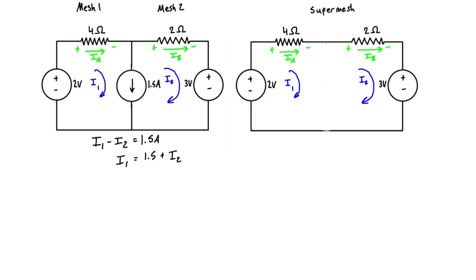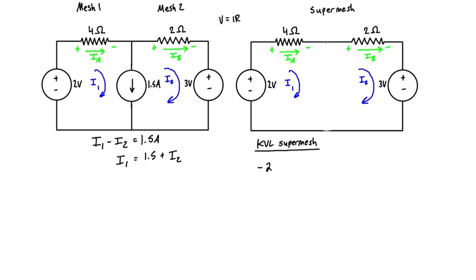So let's maybe start in this corner right here, and we'll go around. When we come into the negative terminal of the battery, we're going to assign that a negative value in our summation for KVL. Let's actually write that, KVL for the supermesh. So we start off with a negative 2. Then when we come into the next resistor, we have to use a positive for the summation, and remember that V equals IR for Ohm's law.